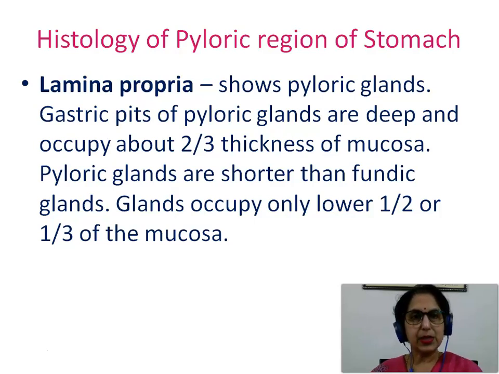Gastric pits of the pyloric glands are deeper and occupy almost 2/3 of the thickness of the entire mucosa. Pyloric glands are shorter than the fundic glands, and the glands here occupy only the lower half or lower 1/3 of the thickness of the mucosa. This is in reverse to what we had seen in fundus part of the stomach.